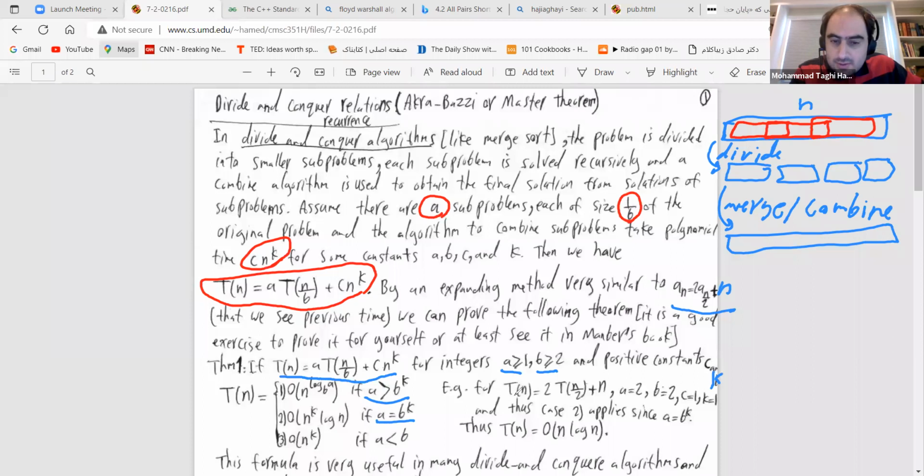For example, consider the previous case that we had; this is the same formula that we discussed before. In this case, what is a? a is 2. What is b? b is 2 as well. And then what about c? c is 1 here, and k is 1 as well. So in that case, because a is equal to b to the k, which is essentially a equals b and k is 1, we have this second case, where we get n to the k times log n, with k equal to 1, so we get n log n.